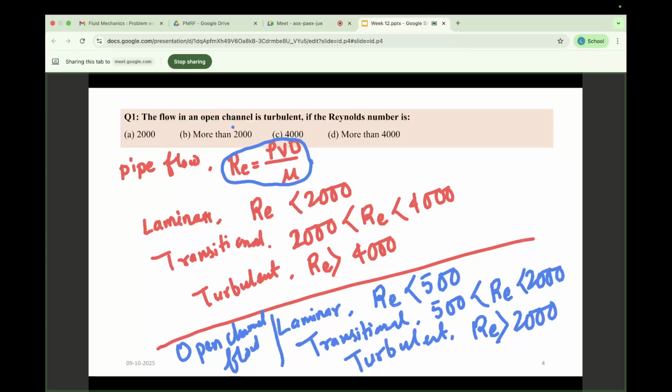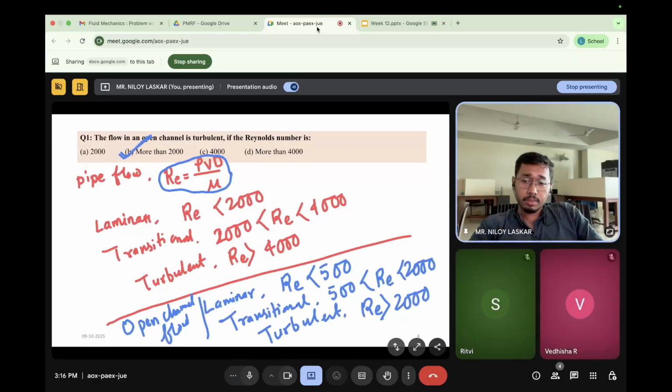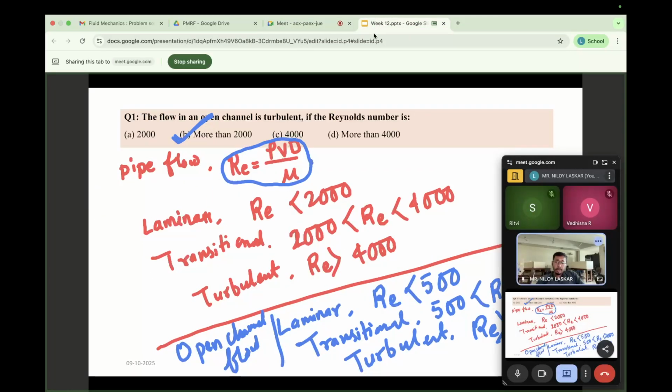In this case, as it's an open channel flow and it is talking about turbulence, the Reynolds number should be more than 2000. So option B will be the correct answer. Okay, do you understand this concept? It is more than 2000 because it is an open channel flow. But if the question says that the flow in a pipe is turbulent if the Reynolds number is, then option D will be the correct answer. So Ridbi, I hope that you understand your mistake.